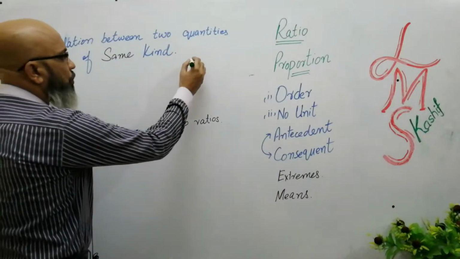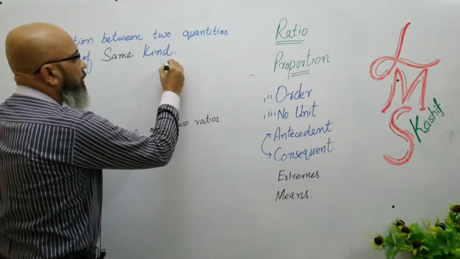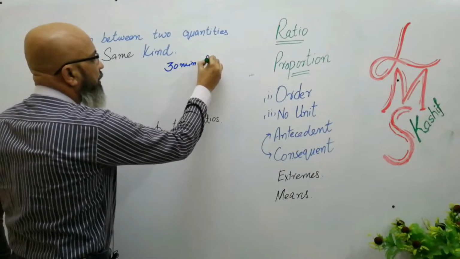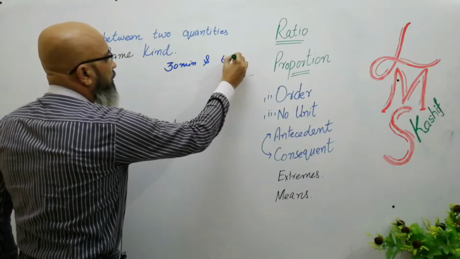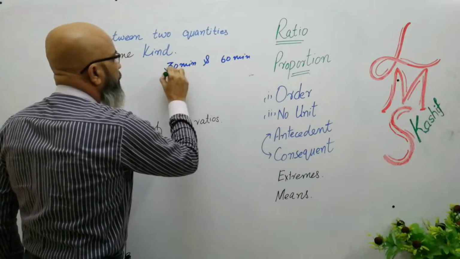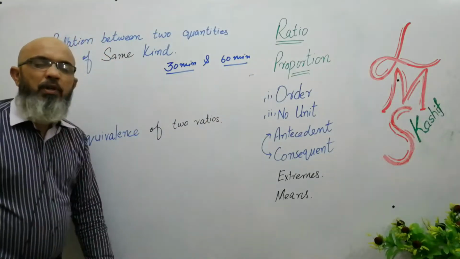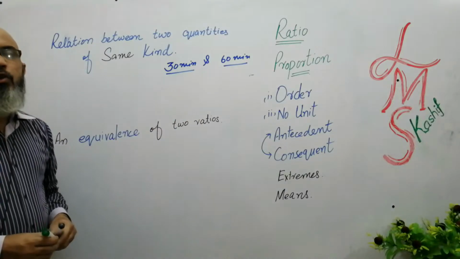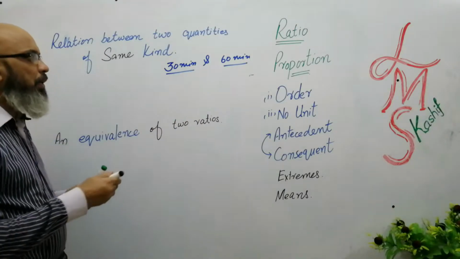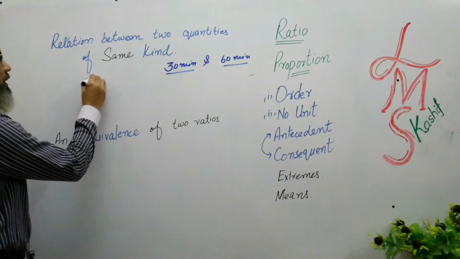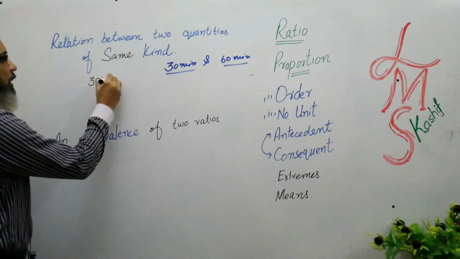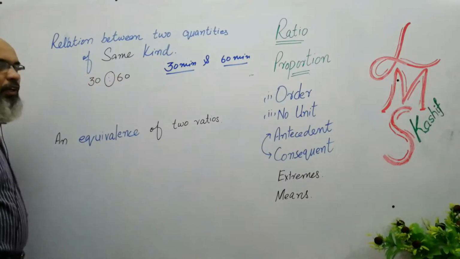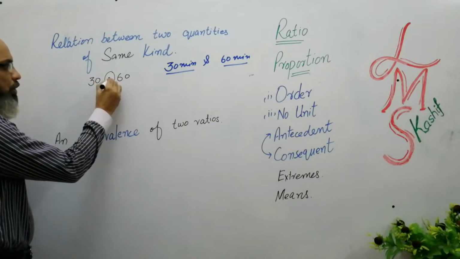Like if we want to write the ratio between, for example, 30 minutes and 60 minutes. These two are quantities of the same units, so we can write this in ratio form. How can we write this in ratio form? There are two ways. 30 ratio 60. This is the sign of ratio, these two dots.